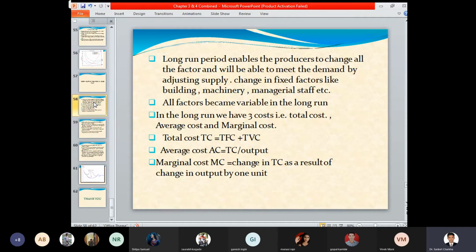All factors should be variable in the long run. Whenever we say factors, we mean land, labor, capital, enterprise, and resources, the factors of production. The factors of production associated with the land always have to be in a basic position, stable, and not moving at these places. So all factors become variable in the long run.